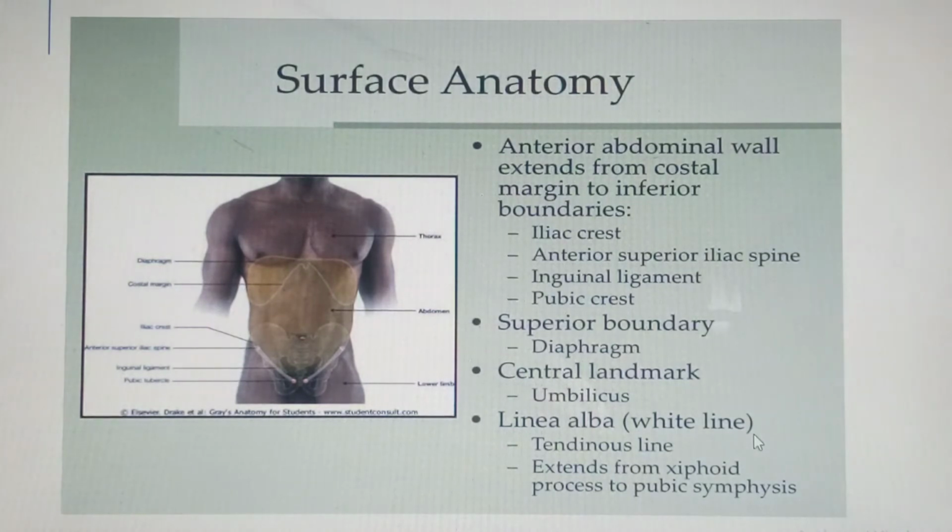But for surface anatomy of the wall, if you talk about the inferior boundary, at the lower aspect, then you should be thinking of the iliac crest, the anterior superior iliac spine together with the inguinal ligaments over here. So these represent the inferior boundary, even the pubic symphysis as well. Then the superior boundary will be the diaphragm, and centrally the landmark is the umbilicus, which you know already.